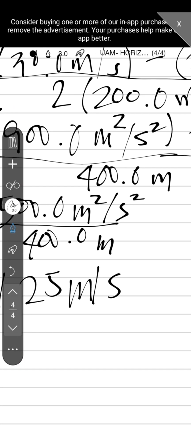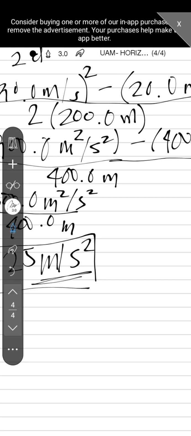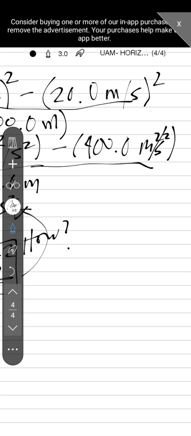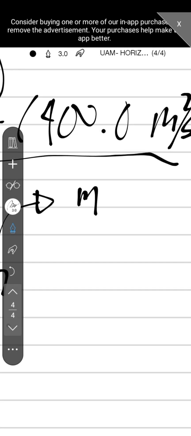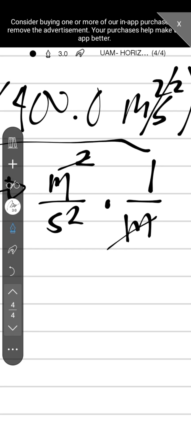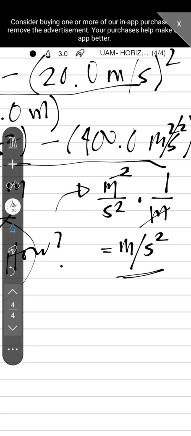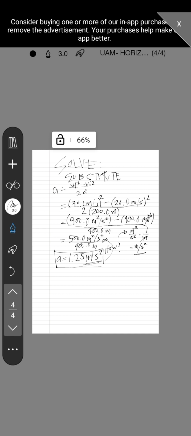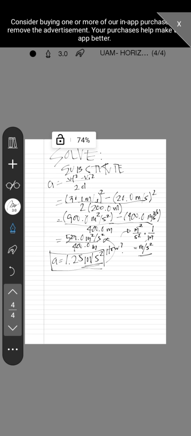1.25 meters per second squared. Now, how did we get m per s squared from m squared over s squared and m over s squared? As usual, we're gonna use reciprocals. So we're gonna have m squared over s squared multiplied by 1 over m. So we're gonna cancel the like terms and we are gonna be left with m over s squared. So therefore, if a car covers 200 meters while increasing its velocity from 20 meters per second to 30 meters per second, its acceleration will be equal to 1.25 meters per second squared.